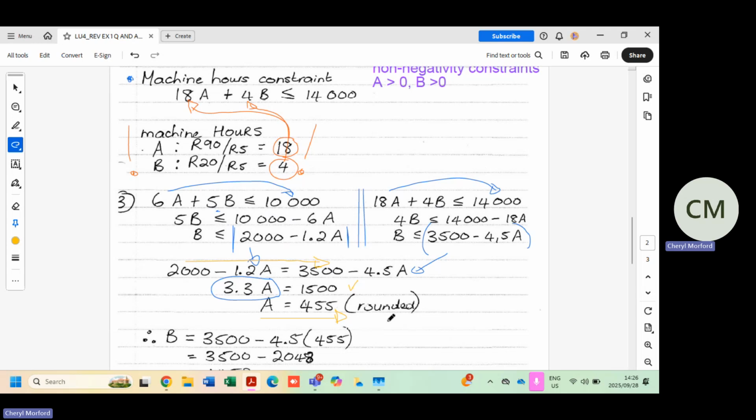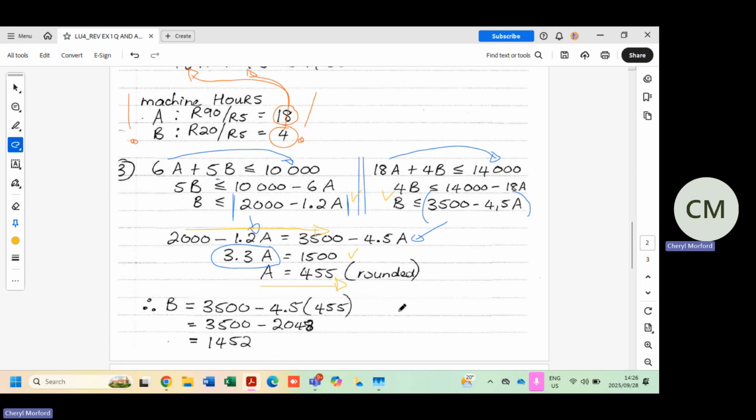Now we need to find the value of B. So this is going to tell us how many units of B will bring in the most profit. So I have a choice. I can either go to this one or this one. Just have a quick look at it, pick whichever looks the easiest, but you'll get the same answer. And substitute our value of 455 for A into either of those.